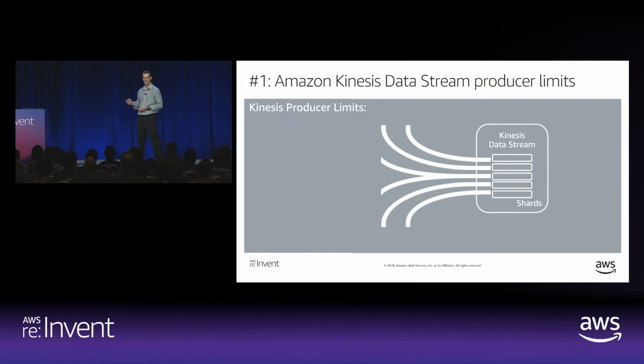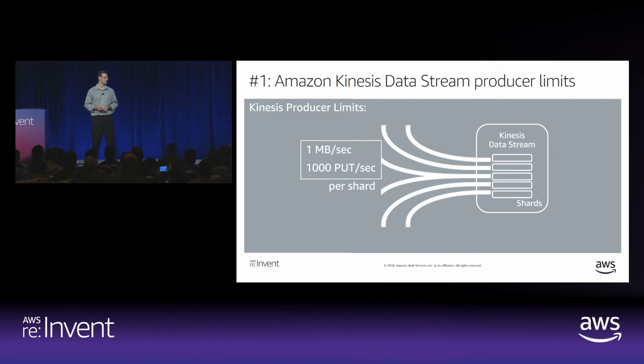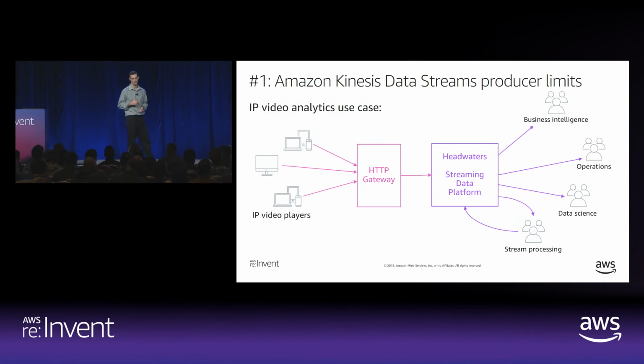Yeah, so the 1 megabyte per second per shard and 1,000 put requests per second per shard. So let's see how this translates into a real life scenario, a real life use case. Comcast users can watch TV, live TV, or on-demand movies through the internet.